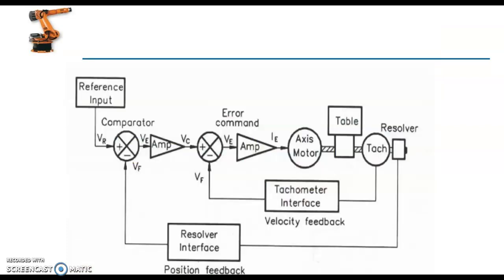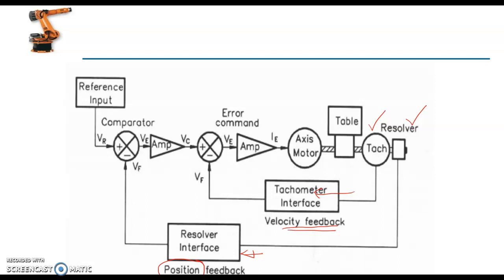The picture shows the setup of a closed loop control system. Here we are using two kinds of feedback systems. One is the tacho feedback and another one is the resolver. The tachometer is used to verify the velocity feedback. That means the velocity of rotation of the motor, whether it is correct or not. The resolver takes the feedback of the position, that is the displacement of the table, whether it has reached the required distance or not.